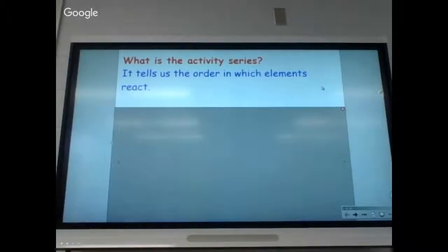We're going to learn something else later in the semester. But this is one method we can use to figure out if a reaction will actually occur. When you mix the elements, when you mix the compounds, will the reaction actually take place?